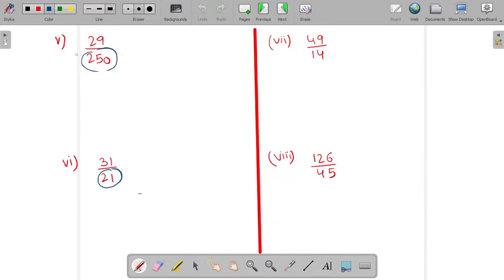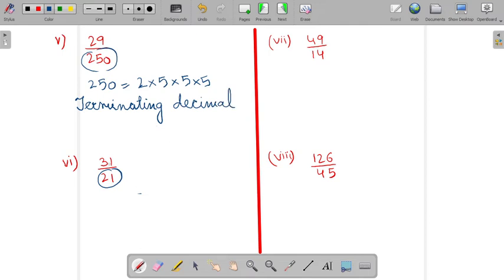Next part. In the fifth part, the denominator is 250. Let's see the prime factors: 2 into 5 into 5 into 5. Observe here, the prime factors are either 2 or 5, 3 times. So therefore it is a terminating decimal expression.